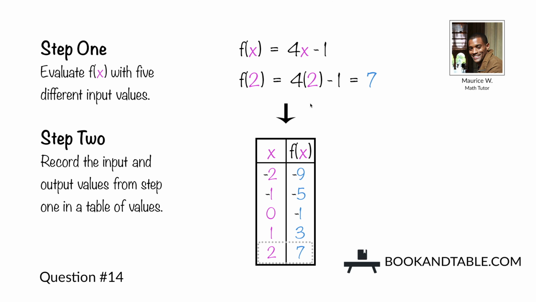And f of 2 would be equal to 4 times 2, which is 8. And 8 minus 1 is equal to 7. So the x value is 2 and the y value is 7.